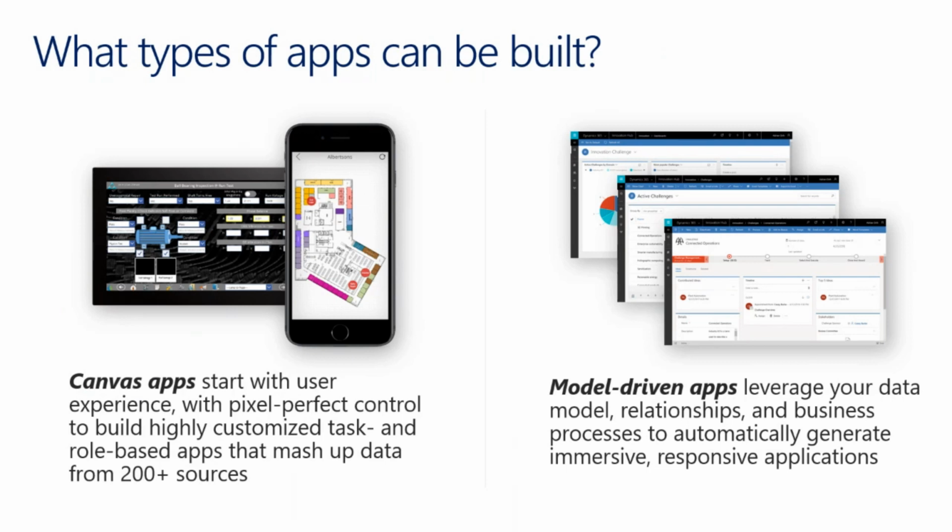A model-driven app takes your data model or your database, in this case the CDS, and builds an application that is going to look very similar. So all model-driven apps have a very similar look and feel that basically includes business processes, relationships, and automated procedures that can now mimic what you're trying to do from an application standpoint.